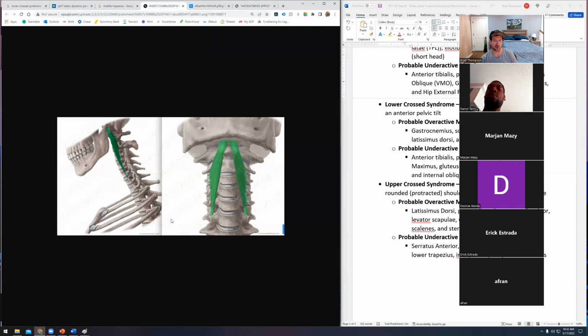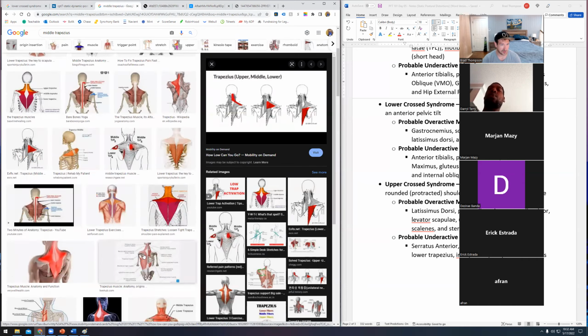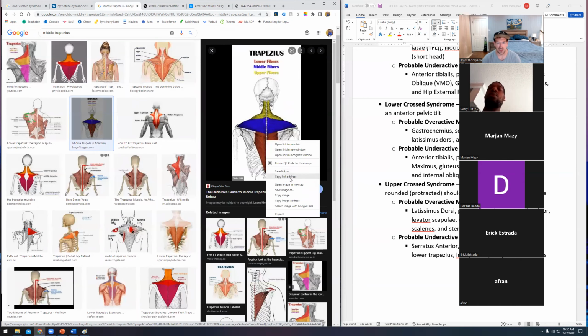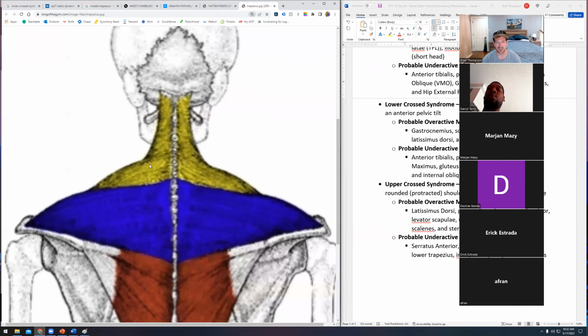And look at the way the fibers work, actually. If you look at how they're drawn, this one works just fine. See the fibers, guys? The upper fibers were the ones that were tight, rounding us forward, doing this kind of thing. So the middle fibers were what we were supposed to be working. And then the lower fibers, which pull us down. See the angle of that?